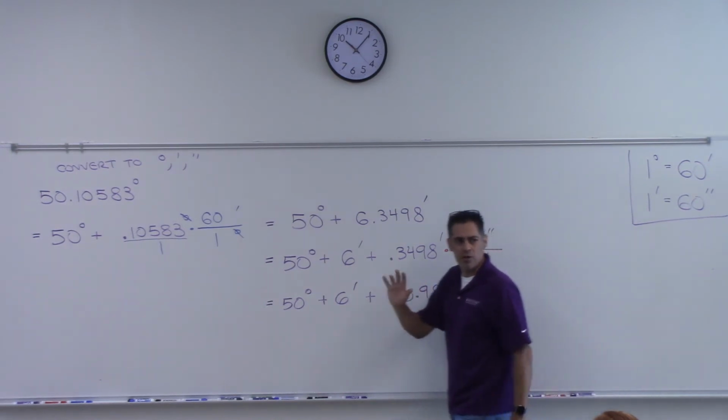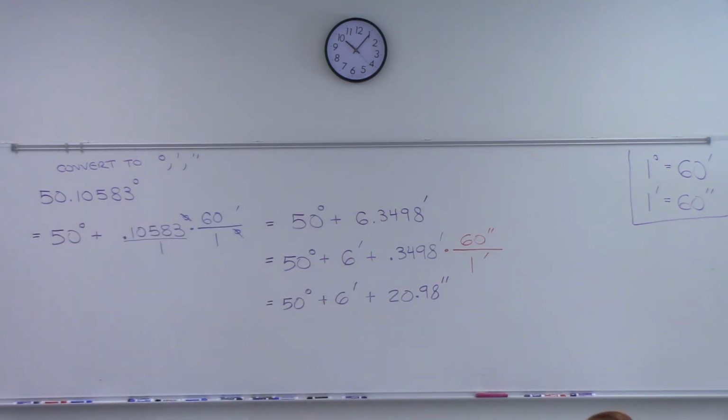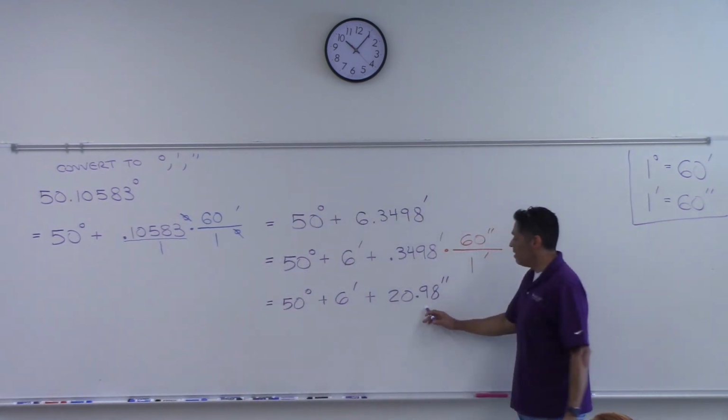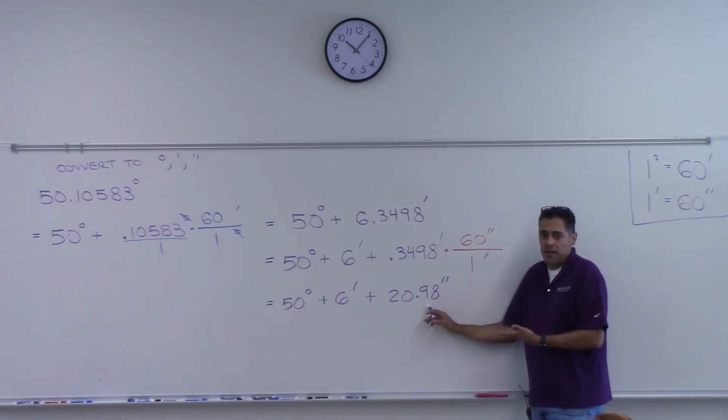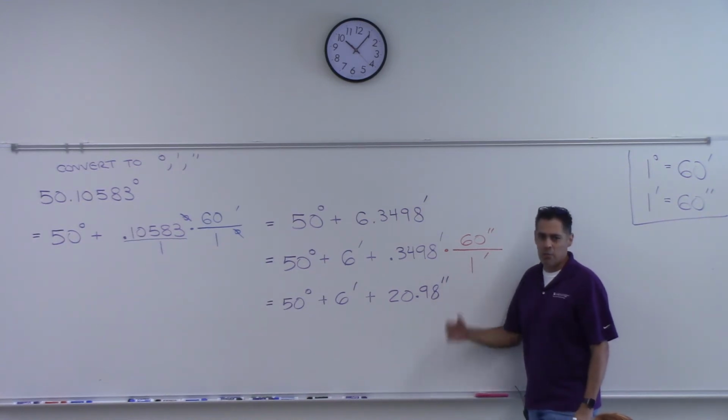Any questions on the conversion? Degree decimal converted to degree minute second, or the other way around. Degree minute second converted to decimal. You go both directions. All right. Yes? So for the seconds, would you just round it to 21? I would round it to 21, yeah. But technically, you can have a decimal for a number of seconds. It's not wrong, but for all purposes here, we just round it to 21.